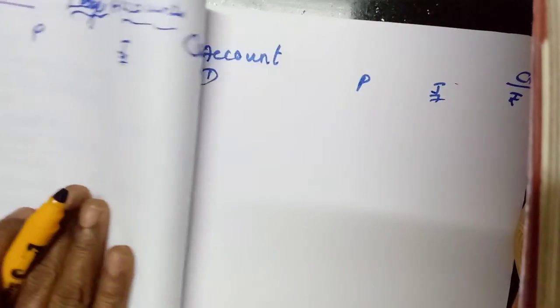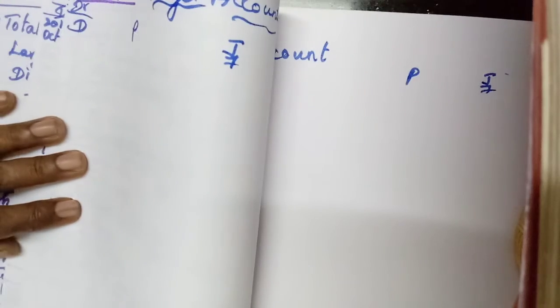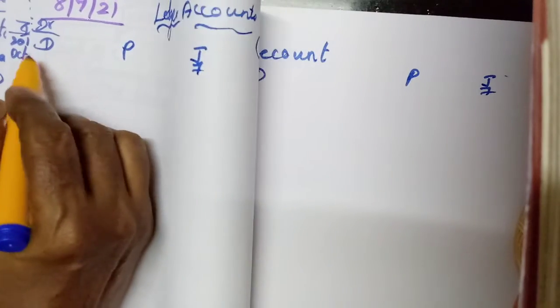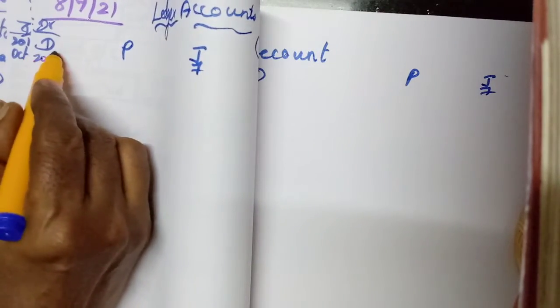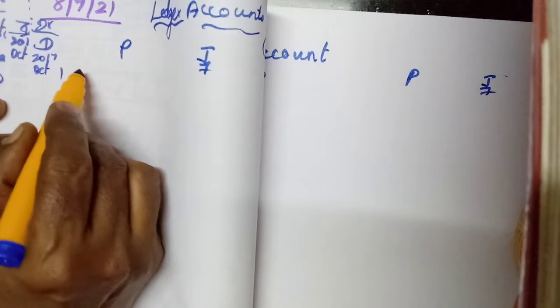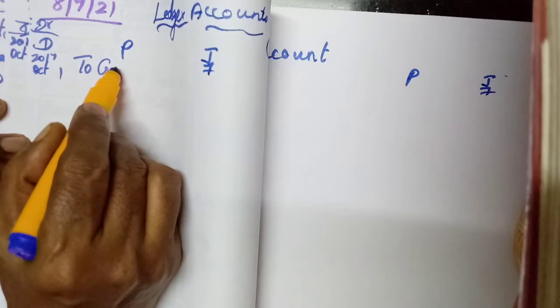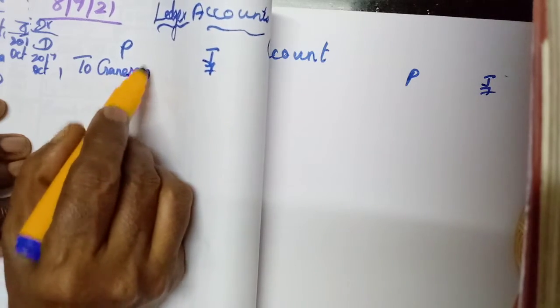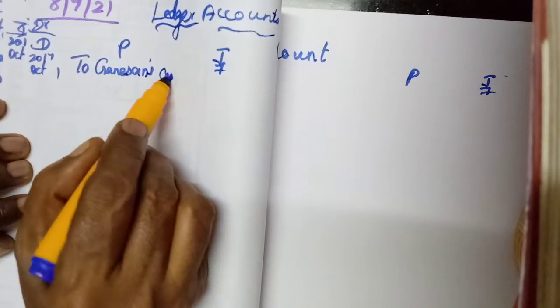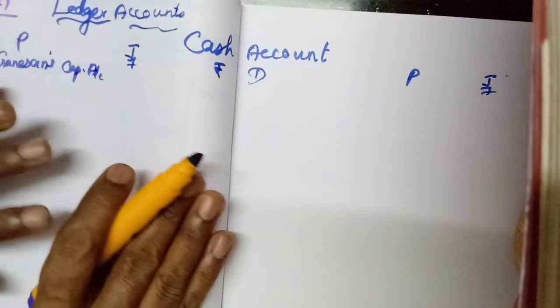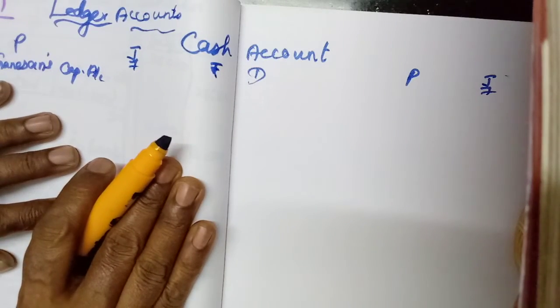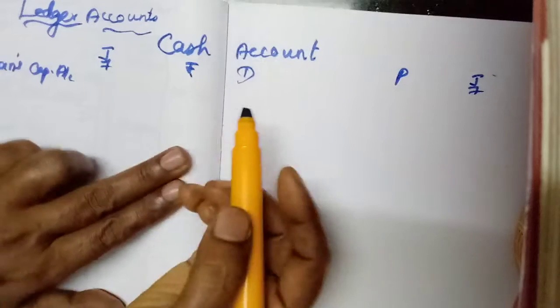So on the debit side we have to write to Ganeshan's capital. We should write the date first. 2017 October 1. To Ganeshan's capital account. Then the amount, 25,000.